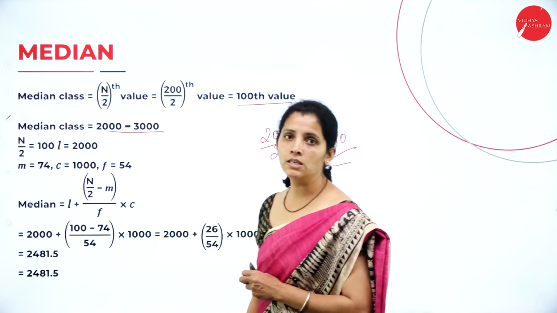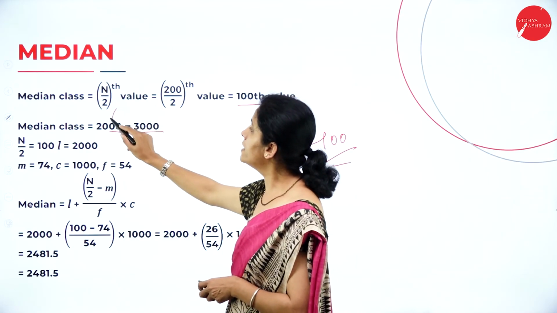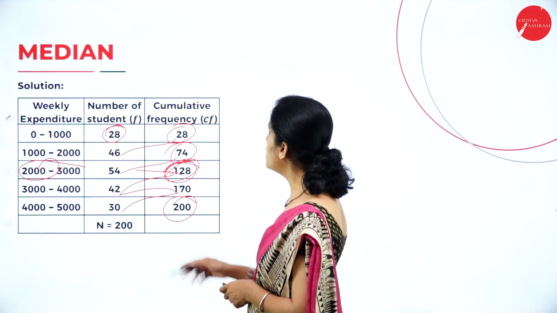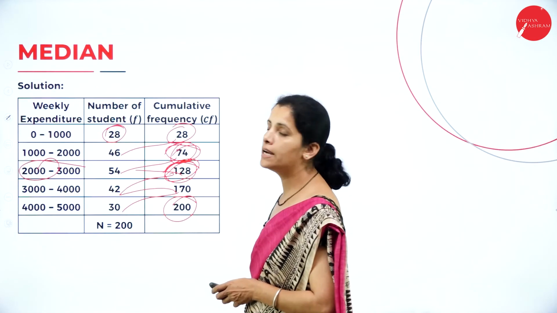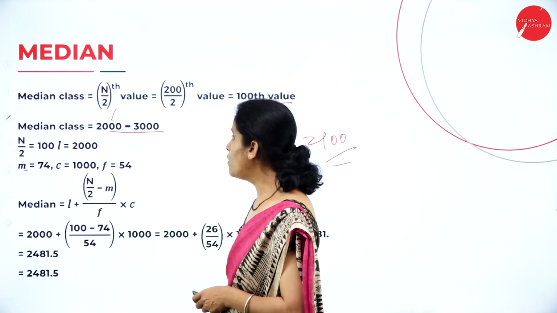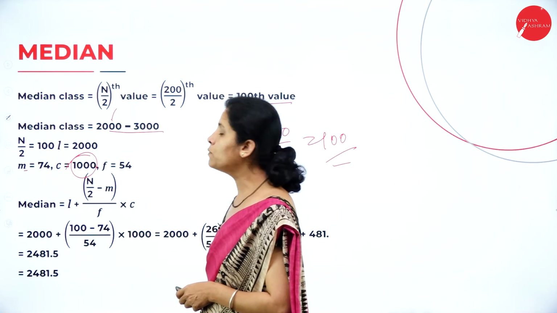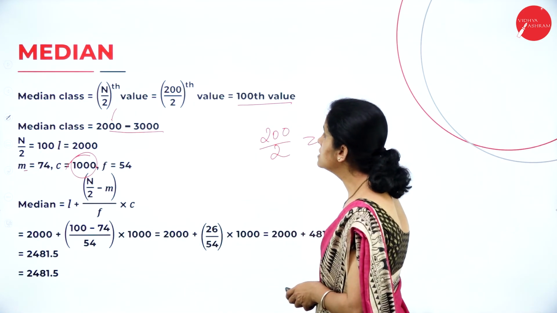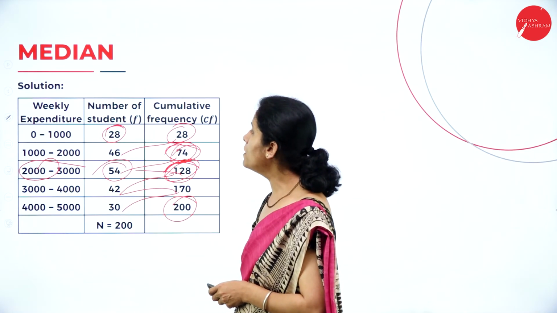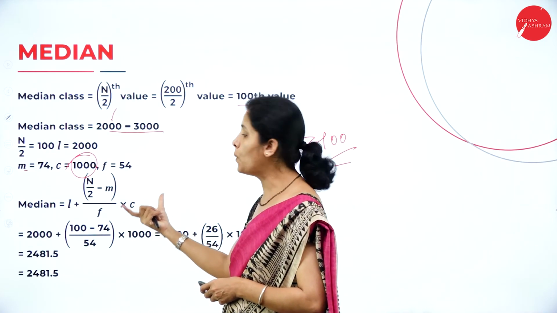Now n by 2 is nothing but 100 and what about L? L is nothing but the starting limit, so it is 2000. And what about M? So M is nothing but the cumulative frequency of the preceding class. What is M? It is 74. And what is C? C is nothing but the gap, that is 1000. And what about F? F is nothing but 54, that is the number of students. So dear student, I got all the values.